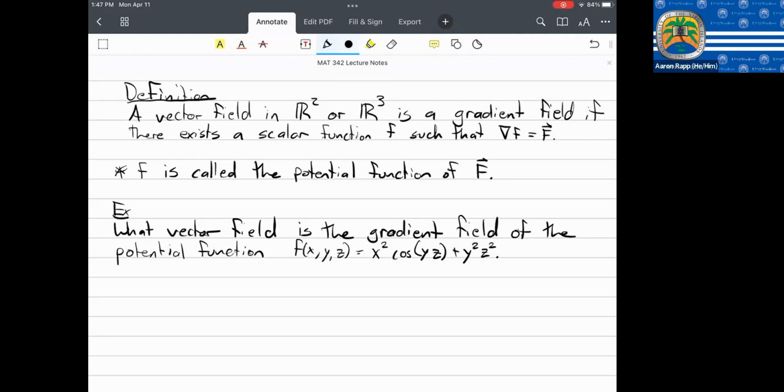Which means I need to find the gradient of this function f, which means I need to find what? All the partials, right? Partial with respect to x, partial with respect to y, and partial with respect to z. So yeah, you still got to remember how to do all of your little derivatives and quickly.